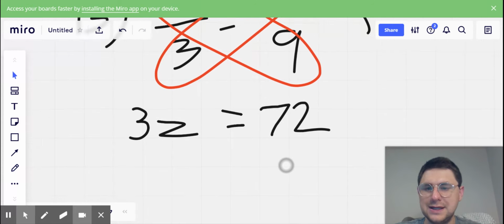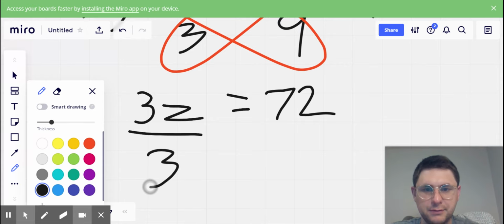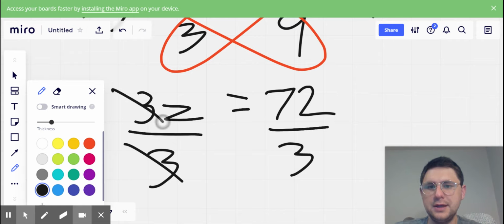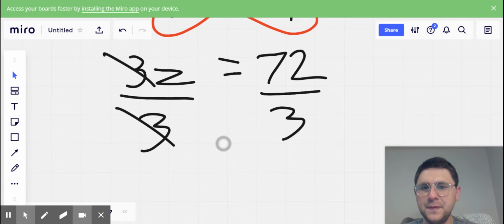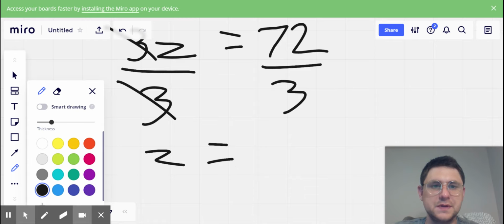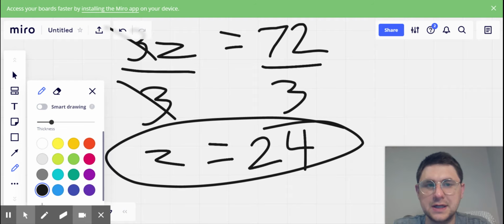Then I'm going to take each side, and I'm just going to solve the equation. I'm going to divide both sides by 3. So 3z divided by 3 and 72 divided by 3. These numbers cross out right there. And I'm left with z on this side equals 72 divided by 3 is 24. So z is 24 is what makes the statement true.